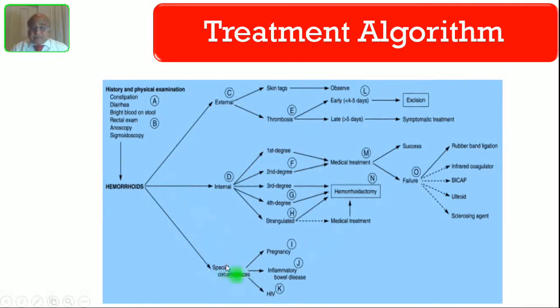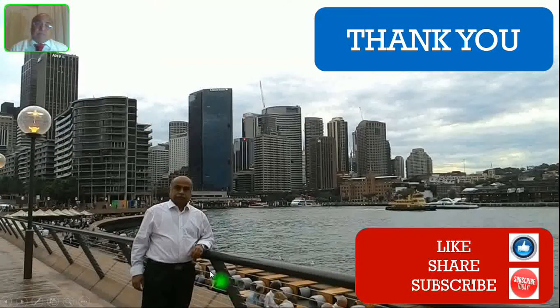In special circumstances, if the patient is pregnant, don't do surgery. If the patient is having portal hypertension, don't do surgery for hemorrhoids. If the patient is having inflammatory bowel disease, you can do surgery in ulcerative colitis, but don't do surgery in Crohn's disease. If the patient is HIV positive, that also has to be dealt with like Crohn's disease. Don't do surgery in HIV positive patients.